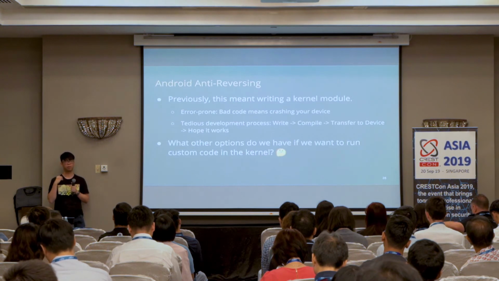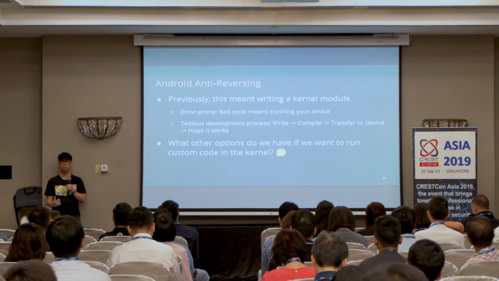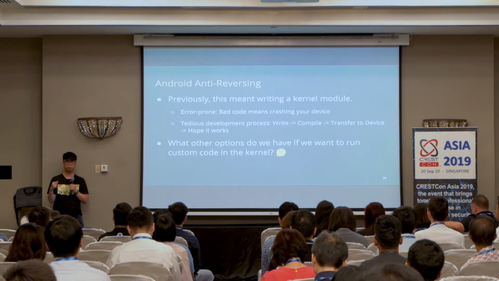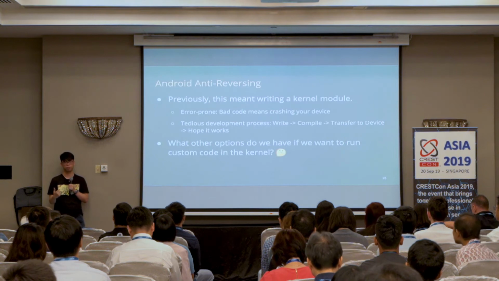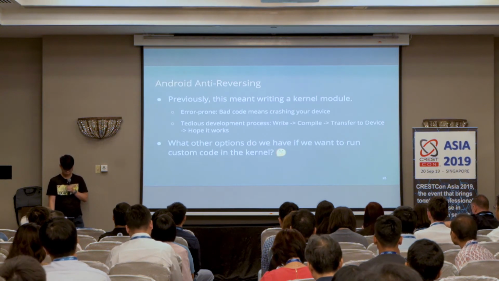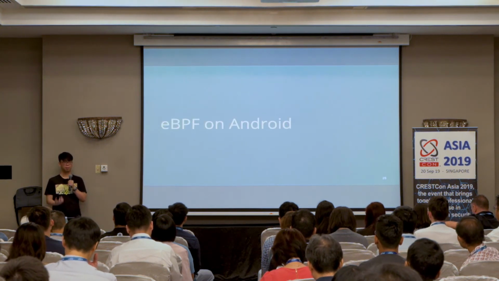So when I came across eBPF, I thought this was the perfect solution for running code in the kernel, because it allows you to have a very efficient process for writing code. You can iterate pretty quickly. So how do we set up eBPF on Android?